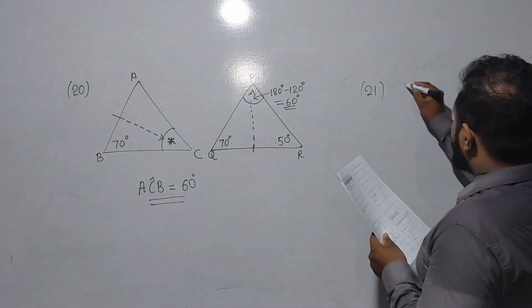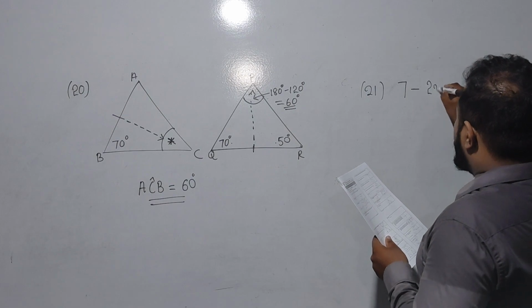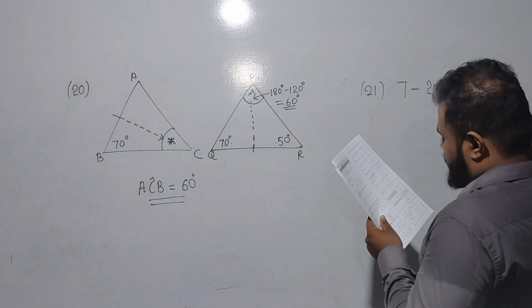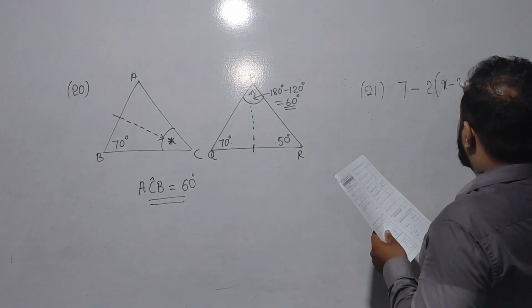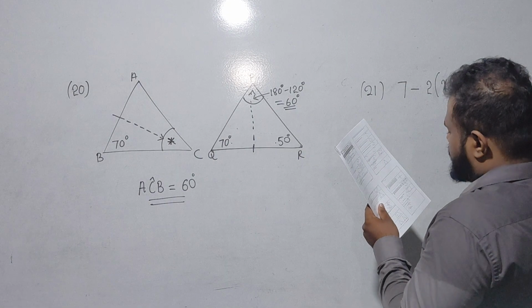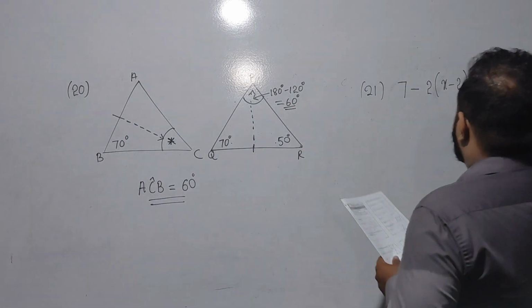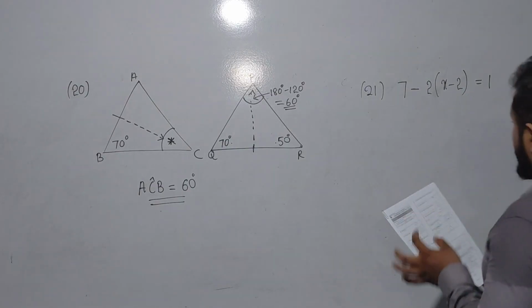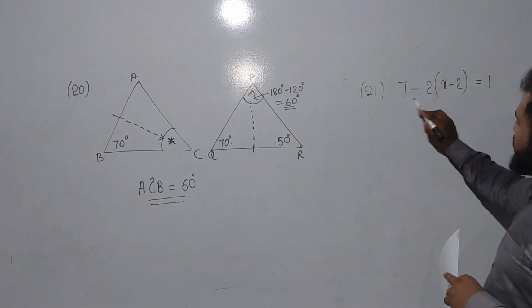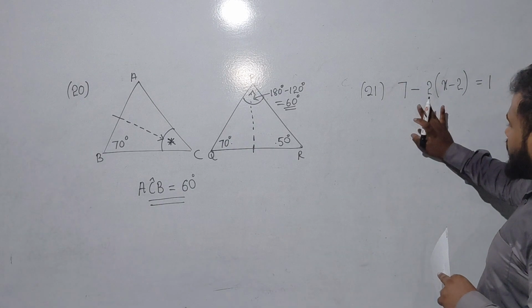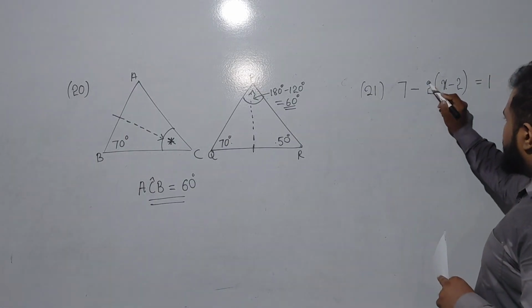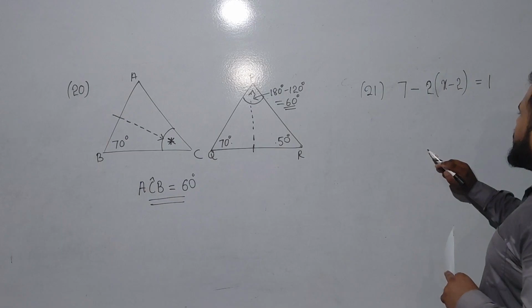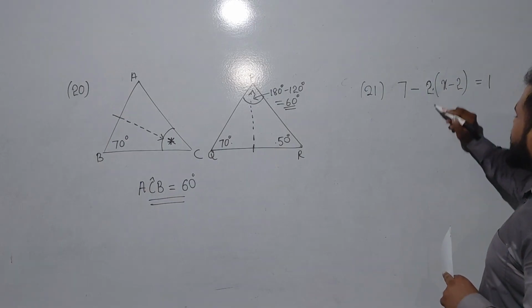Solve 7 minus 2x brackets, 2 brackets x minus 2 equals 1. You may think you have to subtract this 2 from 7, but that's not correct. This 2 is in front of this bracket. That means it's a multiplication.